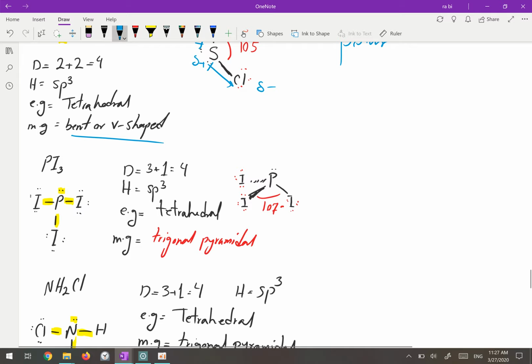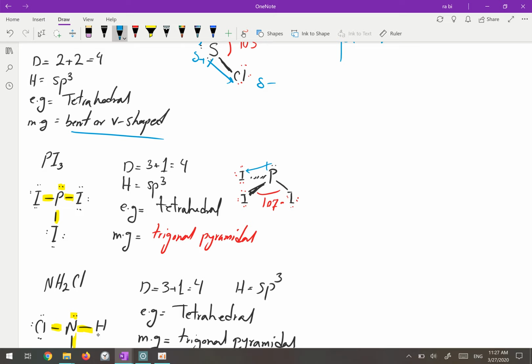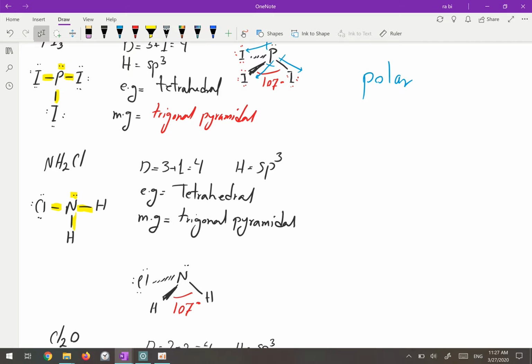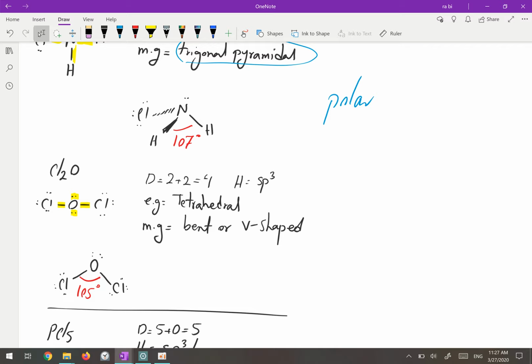PI3, iodine is more electronegative than phosphorus. So you have three dipole moments like this, they cannot cancel out each other, so the molecule remains polar. NH2Cl, obviously it has trigonal pyramidal arrangement and the molecule would be polar. Cl2O, it's the bent molecule. Oxygen is more electronegative than chlorine, so here is partially negative, partially positive, partially positive. You have one dipole moment in this direction, one dipole moment in this direction. These two cannot cancel out each other. If you add these two vectors, you get a vector like this. So the molecule is polar.